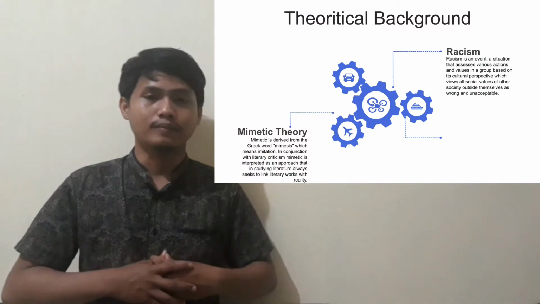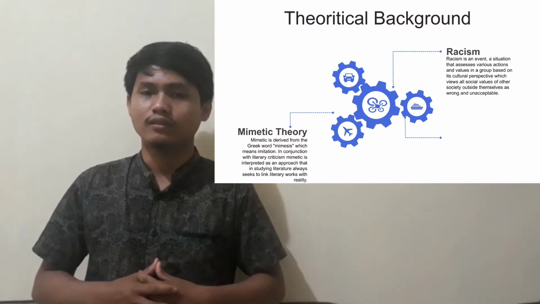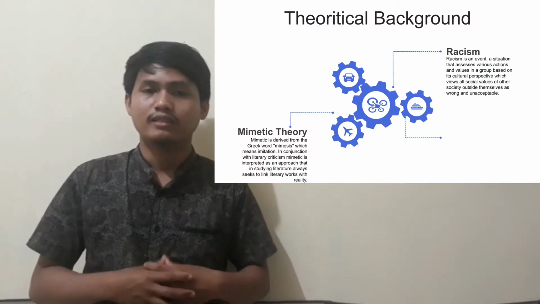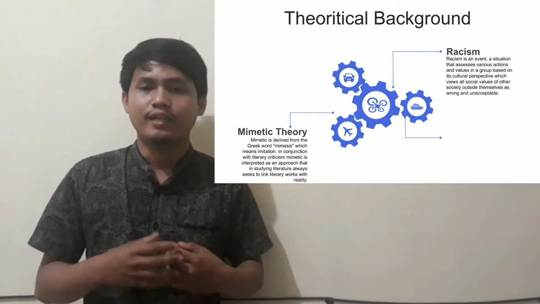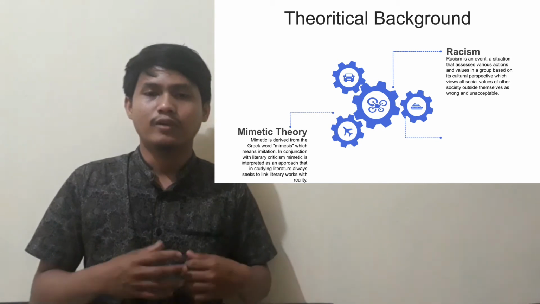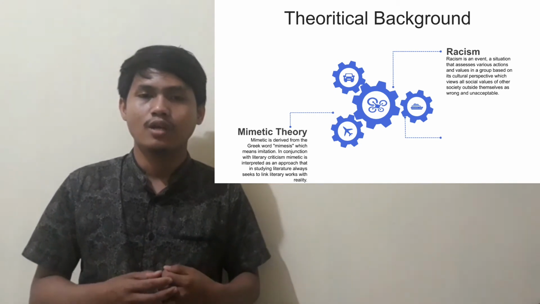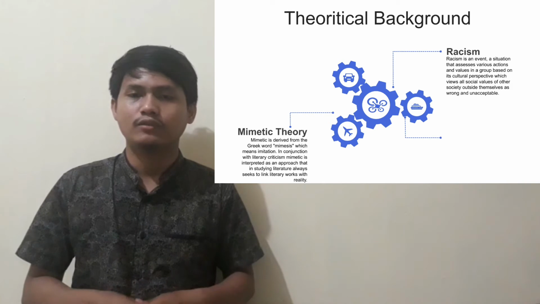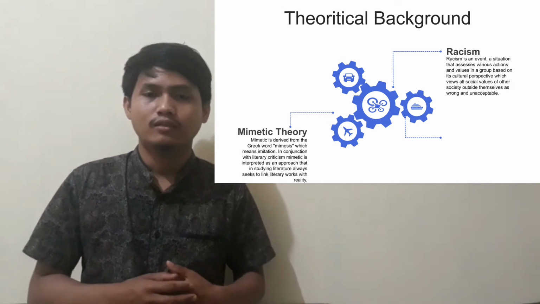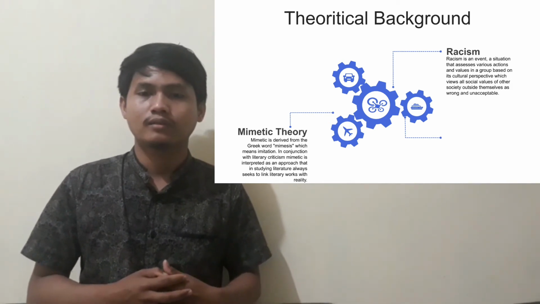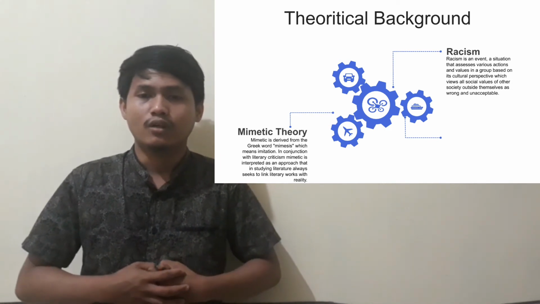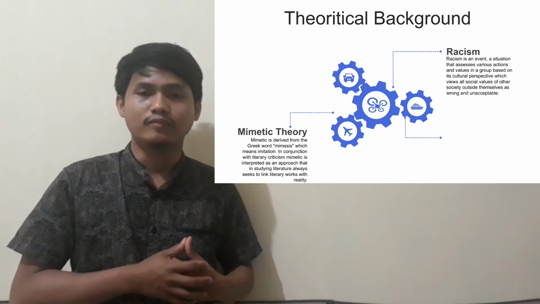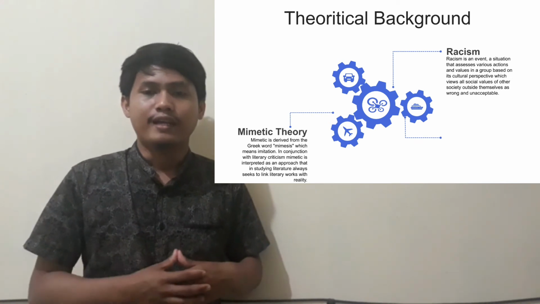And now the racism. So racism, according to Oliver C. Cox, states that racism is an event, a situation that assesses various actions and values in a group based on its cultural perspective, which views all social values of other society outside themselves as wrong and unacceptable.